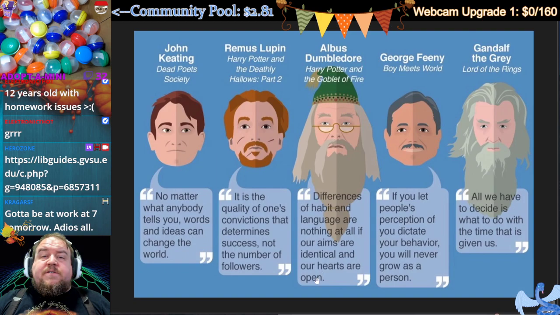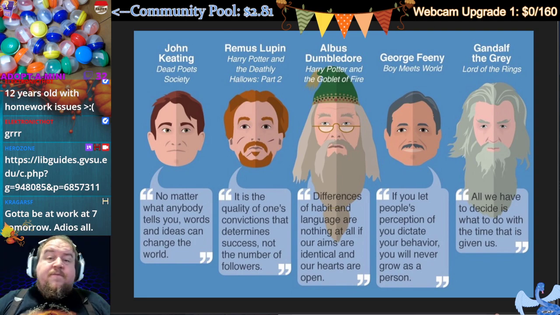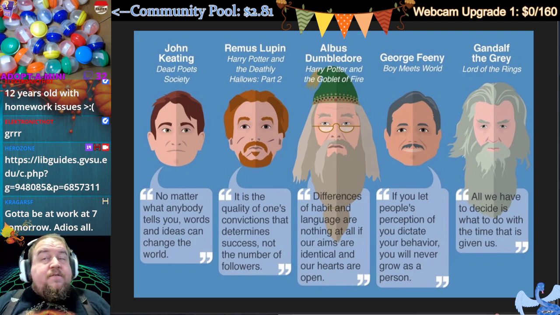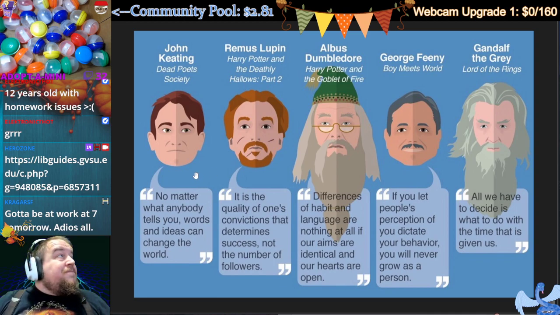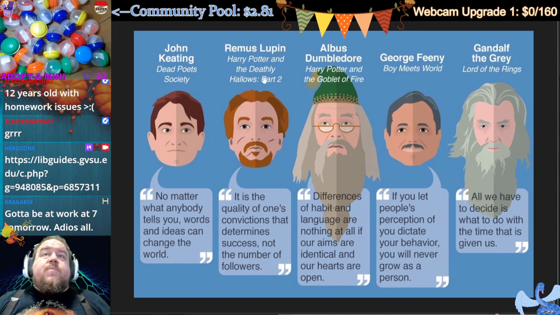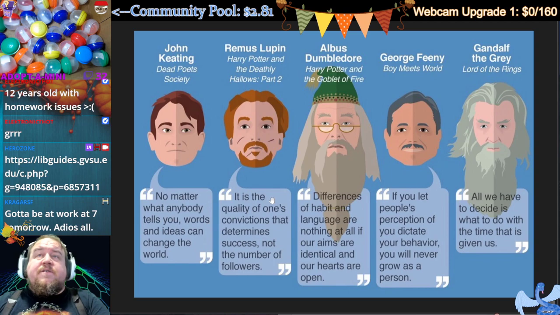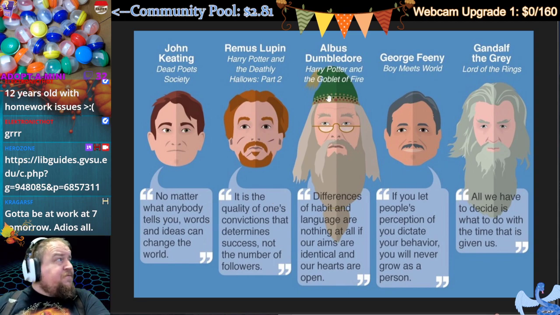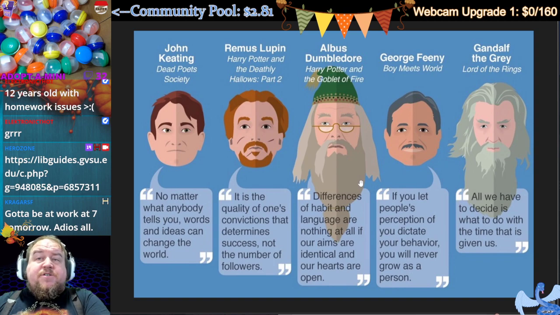And here are some examples of mentors, perhaps characters you might have heard of. John Keating from Dead Poets Society: "No matter what anybody tells you, words and ideas can change the world." Remus Lupin from Harry Potter and the Deathly Hallows: "It is the quality of one's convictions that determines success, not the number of followers." Albus Dumbledore, also from Harry Potter: "Differences of habit and language are nothing at all if our aims are identical and our hearts are open."